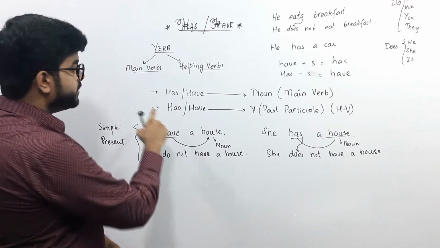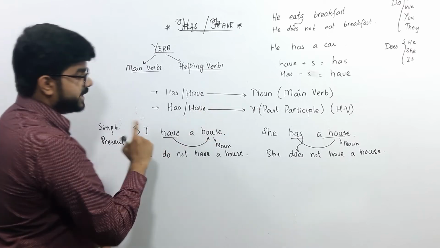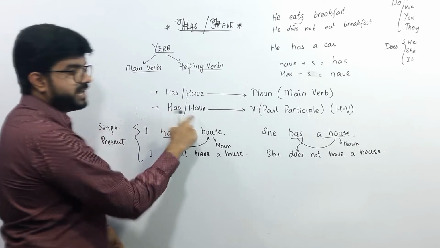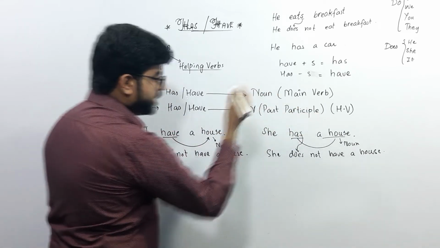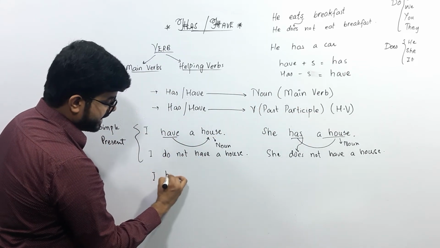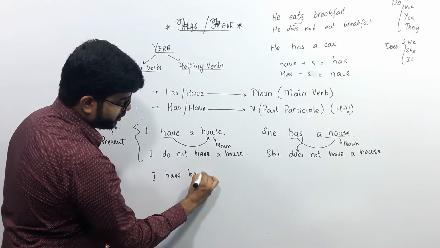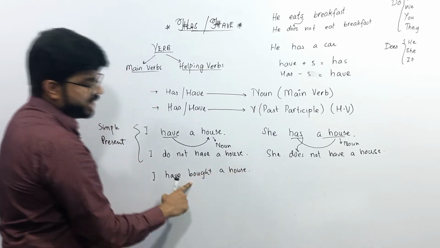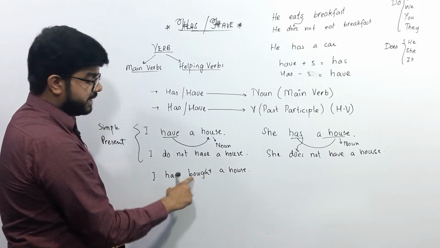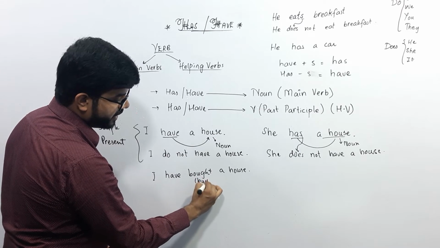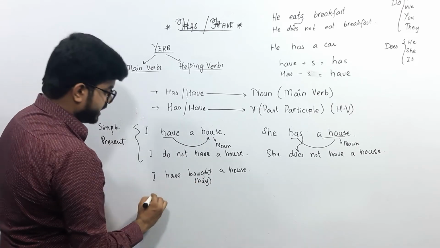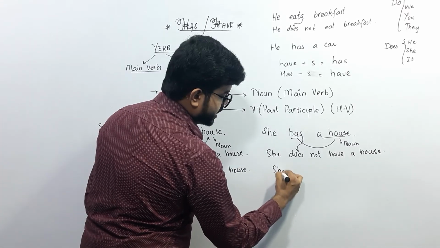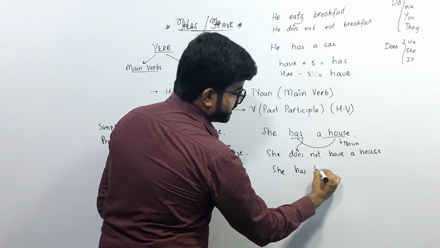All right, so let me give you example of the second situation. Actually, whenever we use a verb in its past participle form after have and has, it is actually a helping verb, right? Let me give you example. I have bought a house, right? So the word bought is actually a past participle form of buy, right? Okay, and I change the subject. She has bought a house.